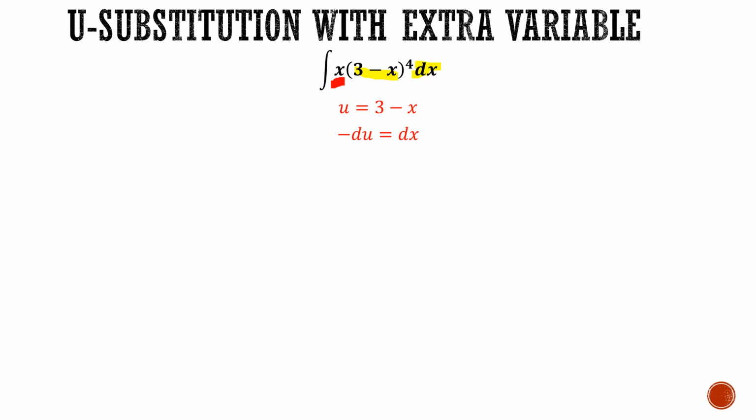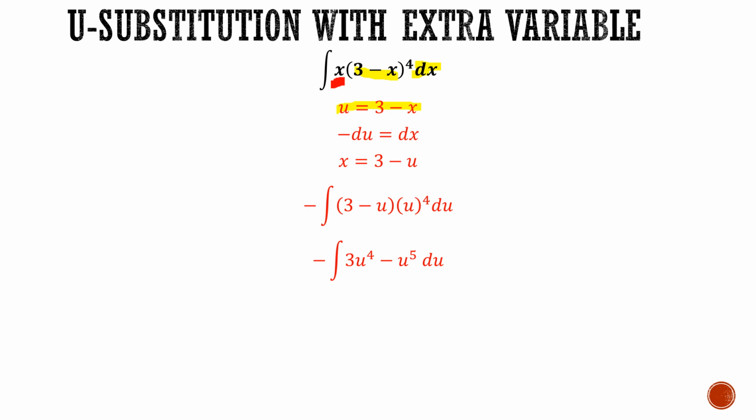To get rid of that x, I'm going to take my original u substitution, which is 3 minus x, and solve for x. When I do that, I get x equals 3 minus u. So when I substitute back into this integral, x becomes 3 minus u, and then (3 minus x) to the 4th is u to the 4th, du, all with a negative on the outside because of the negative du. So I have negative integral of (3 minus u) u to the 4th du. Now I'm going to distribute in this u to the 4th to simplify my integral. So I have negative integral of 3u to the 4th minus u to the 5th du.